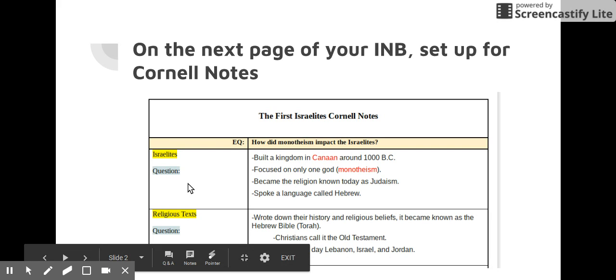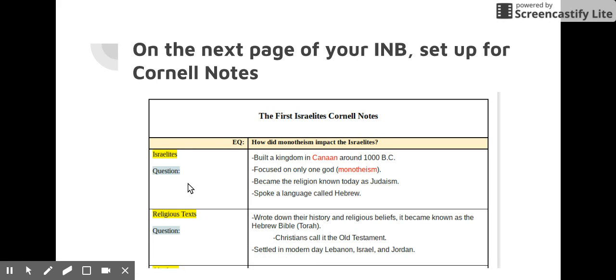And then after you're done writing the notes for that one, you're going to write a question on the left-hand side. This is going to be a question that can either be a wonder, something that you still want to know about, or it can be something that is answered in the notes. When was the land of Canaan built, or something like that? Describe the religion of the Israelites.